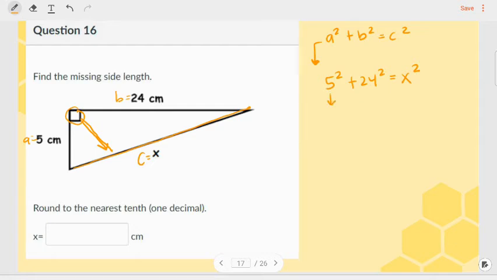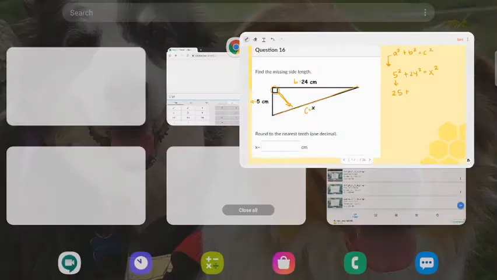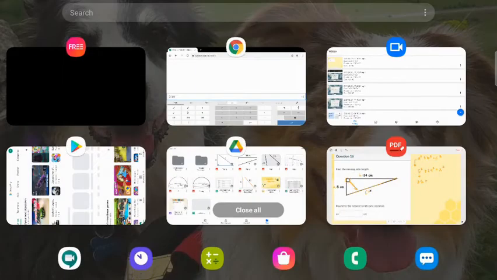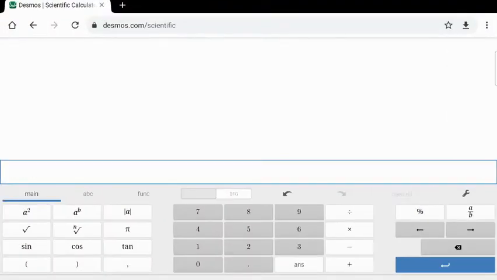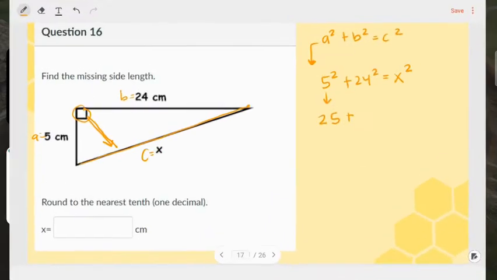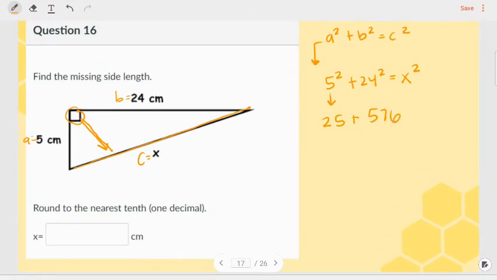I am not going to add anything together until I have done exponents because of order of operations. So 5 times 5 is 25. 24 times 24, my goodness, 24 squared, I don't know what it is. So 24, clear my calculator, 24 squared is 576 equals x squared. So I'm going to add these values together.